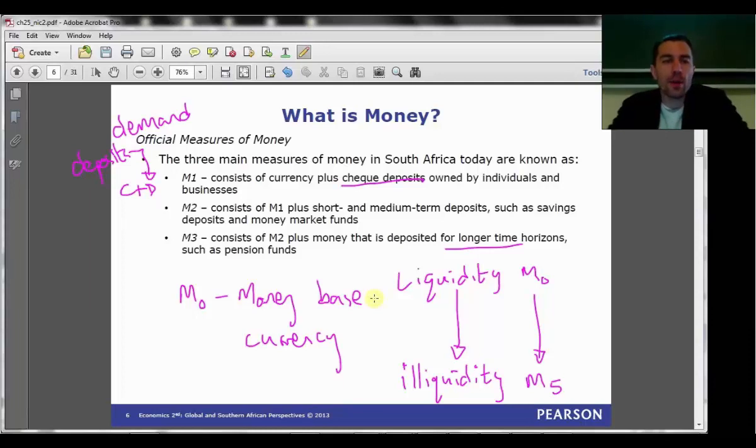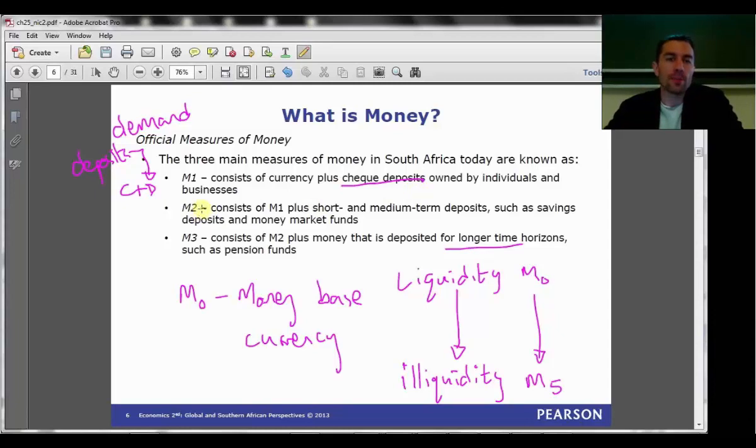And there are three primary measures of money. We can also talk about a fourth one. We can begin with M0, which is the money base. And money base is just currency. We then have M1. M1 is currency plus check deposits. So check deposits means basically the same as demand deposits. So those are deposits that you can go and withdraw immediately. You can go to the bank and just withdraw money.